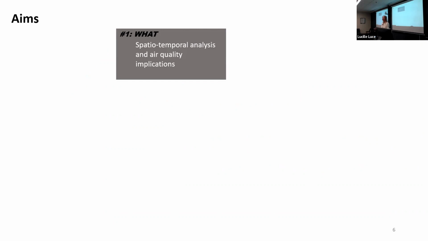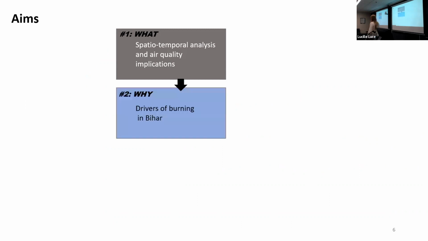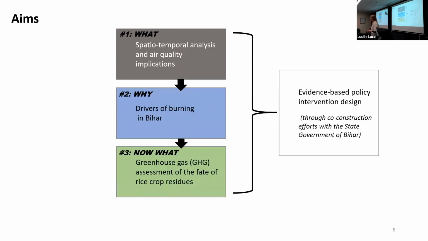First, we want to know what is happening. So far, burning in East India has been understudied. And so we want to know what's been happening across space and time. And then why? Why is burning on the rise? And finally, if we're not burning it, now what? We need to look at other pathways. And all of these pieces are meant to inform policy design.